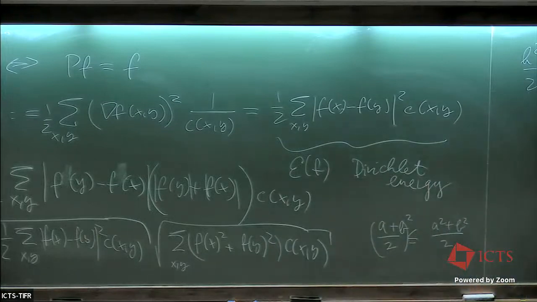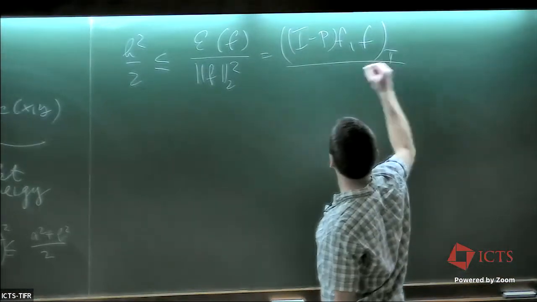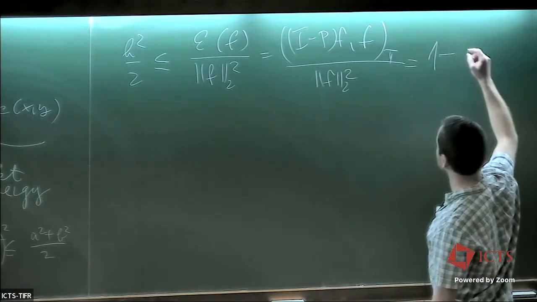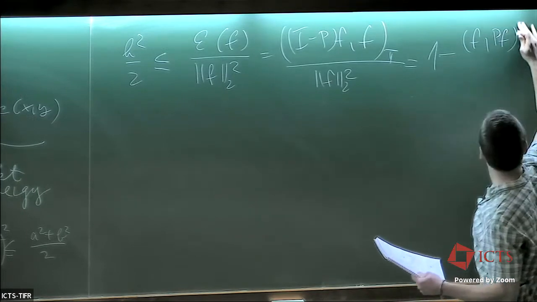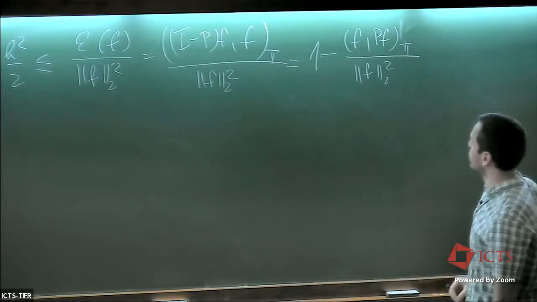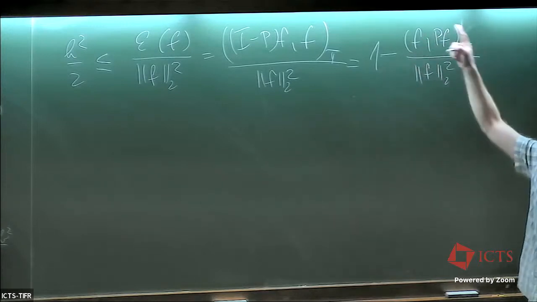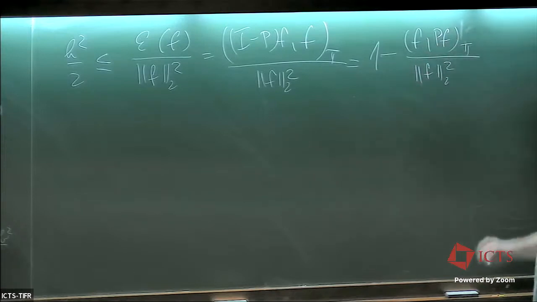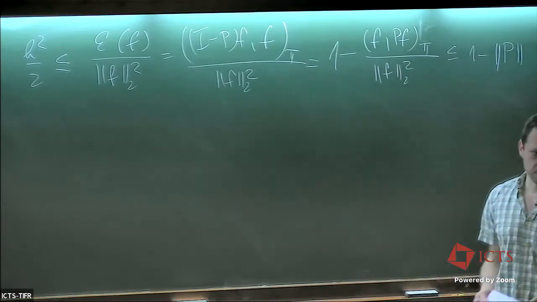And that's what we wanted, right? Because this is I minus P applied to f. And I said that this is actually also the infimum over f. This is the norm of P, so with minus. So the norm of P is at most 1 minus that. So it's non-amenable in the sense of Kazhdan.